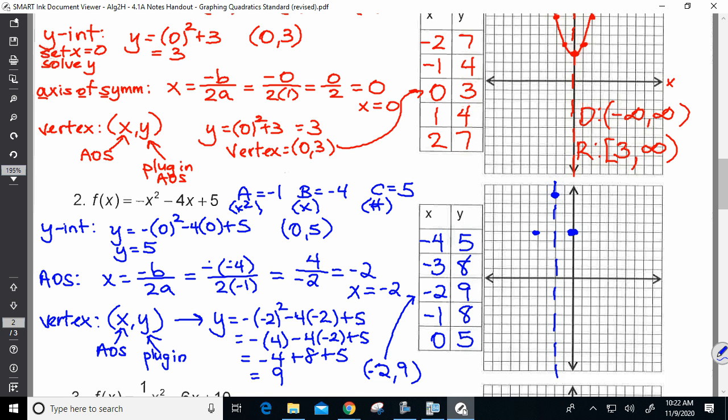Does the y-intercept have to be a part of the table? No. But you might as well use it. You did find it. So there's your graph. Any questions before we get the domain and range?